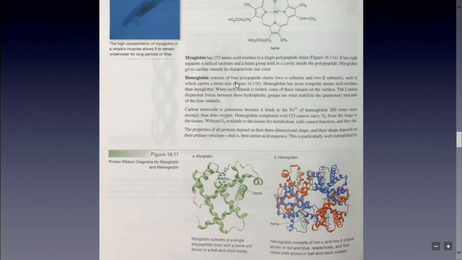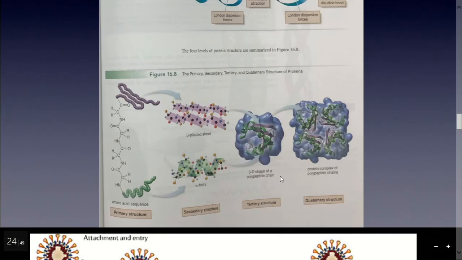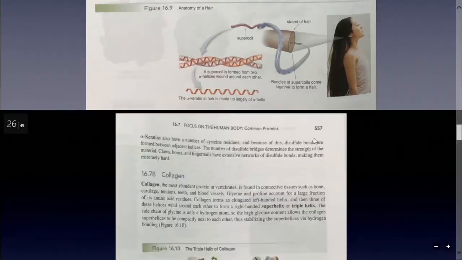Hemoglobin consists of 4 polypeptide chains, so you actually need 4 genes. Well, you need 4 sections of DNA that will code for 4 separate polypeptide chains, and those will come together in this quaternary structure. Remember how we had the different structures of proteins? Tertiary is just the 3D shape of a polypeptide chain. But if you have a complex of more than one polypeptide chain, in this case, I think they're using literally hemoglobin as the example here. You've got 1, 2, 3, 4 polypeptide chains that are coming together in this quaternary structure. That's what's going on with hemoglobin.